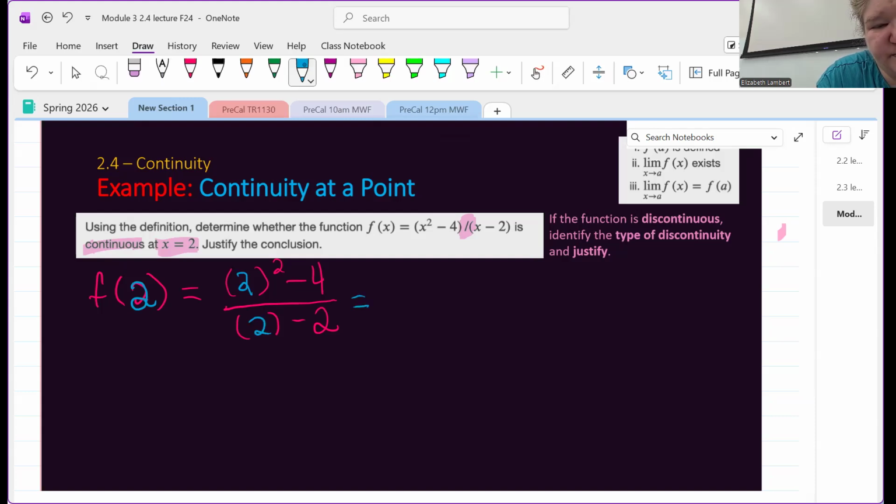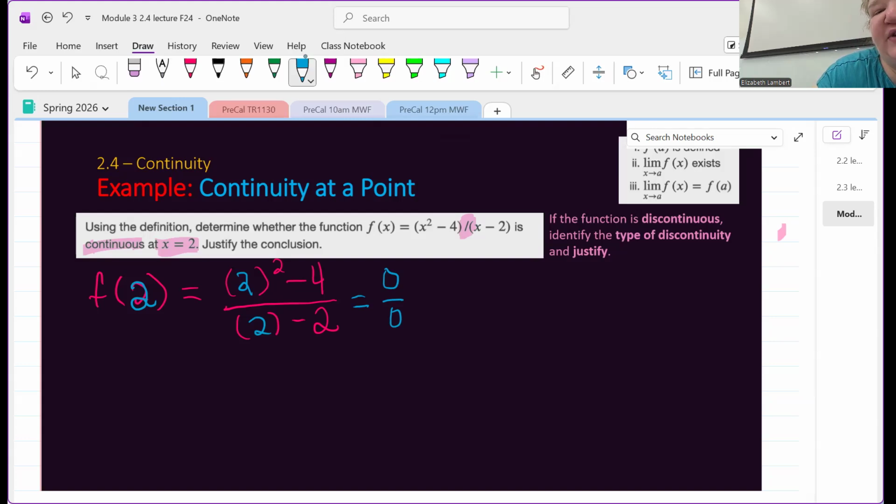All right, so 2 squared is 4. 4 minus 4 is 0. 2 minus 2 is 0. Uh-oh. So 0 over 0. What do we call that? Undefined, usually. So does the function have a value at 2? We just called it undefined, so that means there's no value. So this right here is definitely discontinuous.